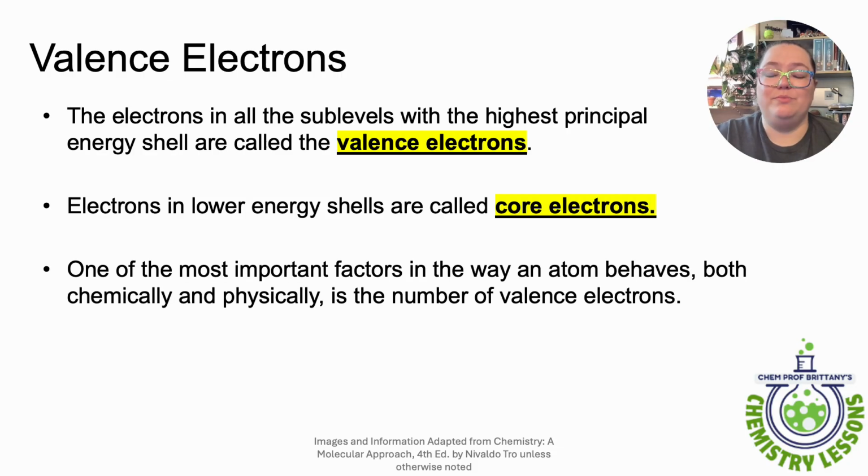And one of the most important factors in how we figure out how an atom behaves, chemically and physically, is the number of valence electrons that it has.